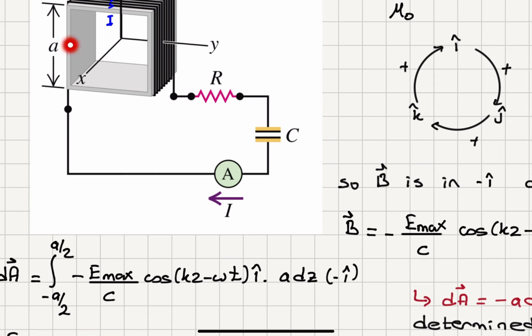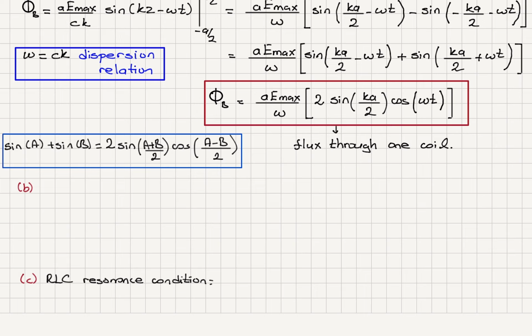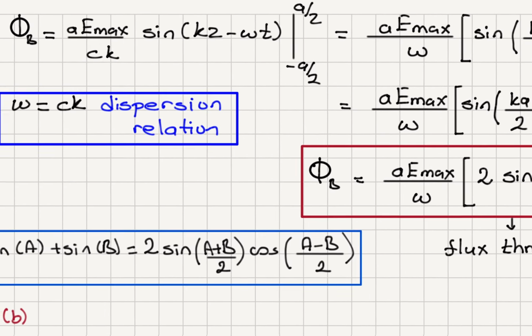So the area vector, with the current convention in this direction, is in the minus i hat direction, and it is a dz, because the magnetic field is constant within the range z to z plus dz. I have to consider a dz as the area element. So I take a dz element here. A times dz is the area, pointing in the direction minus i hat, determined by the current convention. So if I take the dot product, I obtain A E max over c cosine of (kz minus omega t) dz, integrated between minus a over 2 and plus a over 2. The integral gives me 1 over k sine of (kz minus omega t).